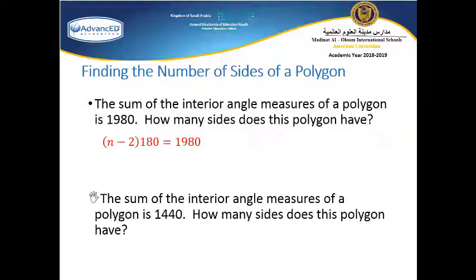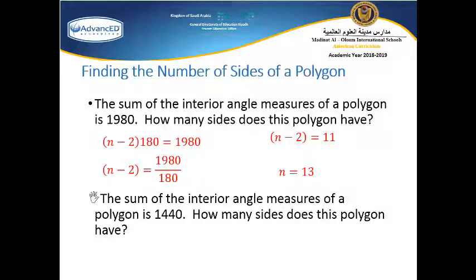1980. By dividing by 180, we get n minus 2 equals 1980 over 180. Then n minus 2 equals 11. By moving negative 2 to the other side, we get that n, the number of sides, is 13 sides. The same idea, let's solve the next question.